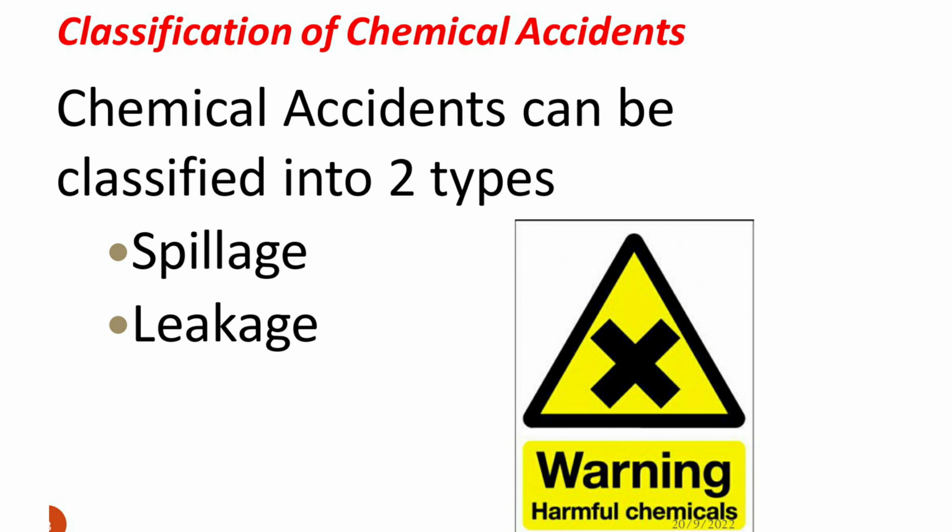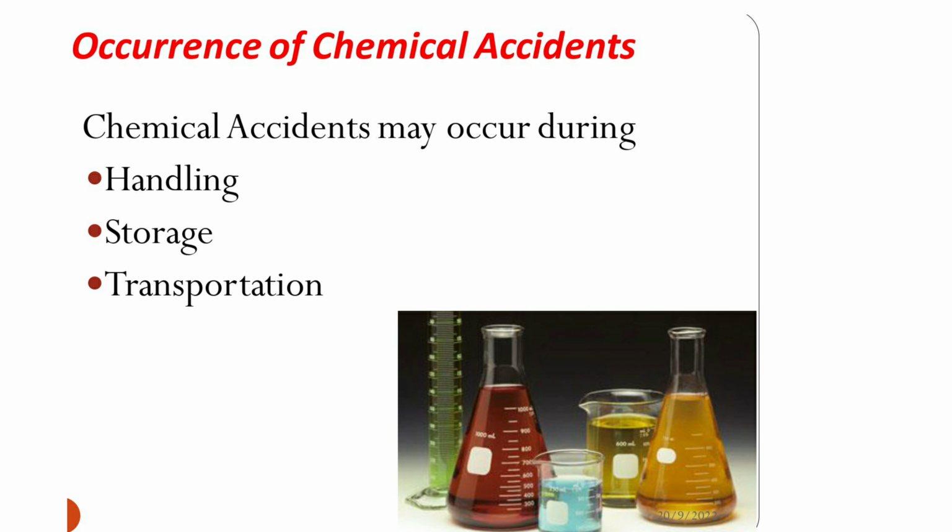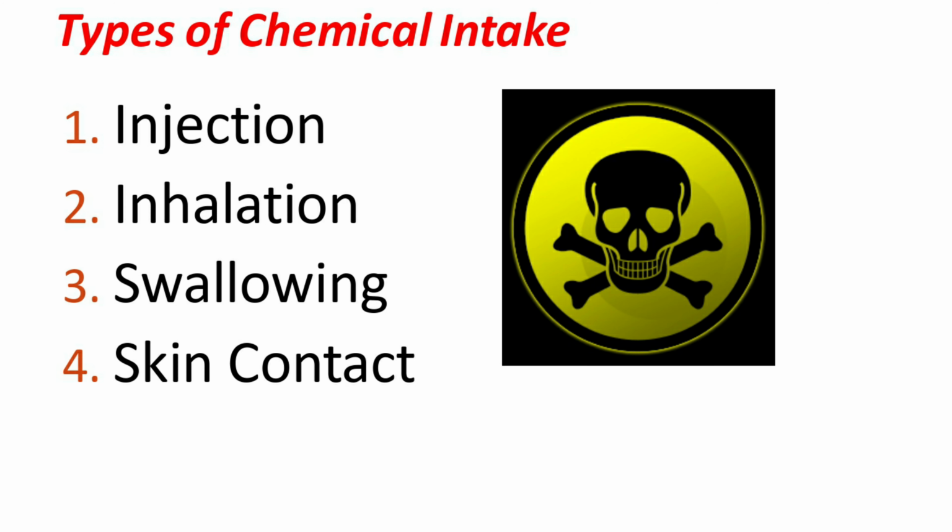Classification of chemical accidents. Chemical accidents can be classified into two types: spillage, leakage. Occurrence of chemical accidents. Chemical accidents may occur during handling, storage, transportation. Types of chemical intake: injection, inhalation, swallowing, skin contact.